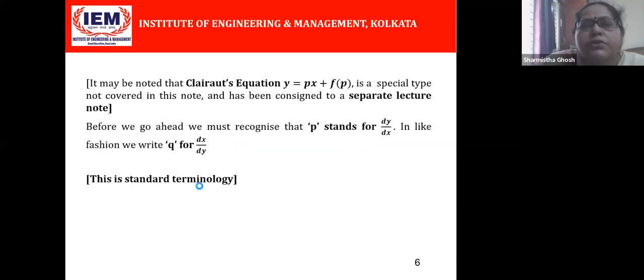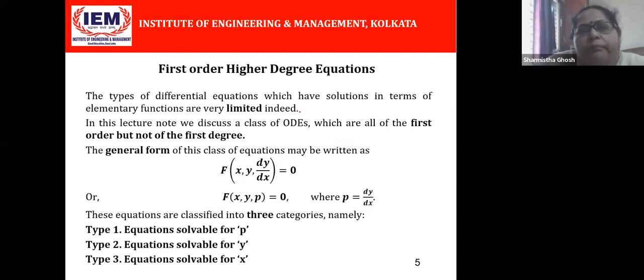So as KPT sir already gave the introduction, we will be talking about first order but not of the first degree equations now. See, the general form for this class of equations may be written as a function of x, y, dy/dx equal to 0. Because what are the things we are going to have in our equation? The independent variable x, the dependent variable y, and only the first order derivative, because we are talking about first order equations, so dy/dx. So the only things we can have in our equations are x, y, and dy/dx.